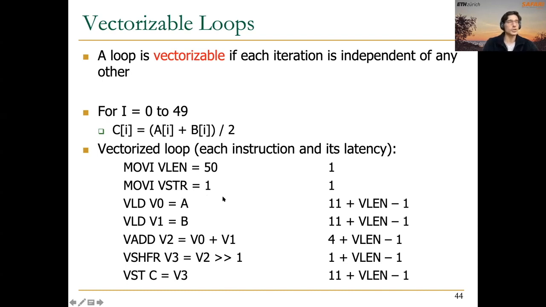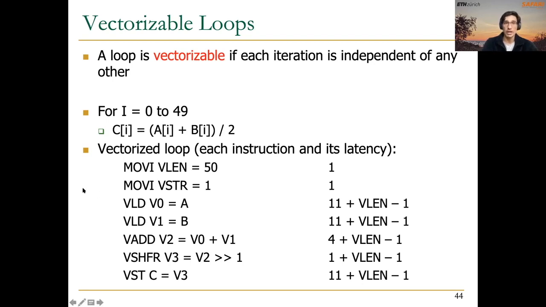Let's assume for now that the vector length can be 50, which is actually the number of iterations in our sequential code. The vector stride is equal to 1 because we are accessing consecutive elements in arrays A, B, and C. And so we only need to load these 2 values to the corresponding register, and then we can start executing, let's say, productive instructions. The access to memory, the addition, the shift register, and the store operation.